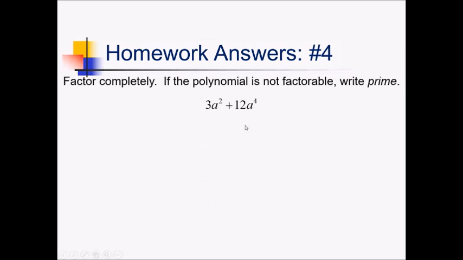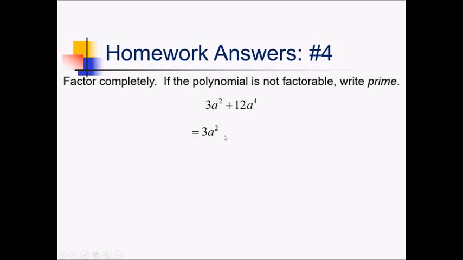For this problem, we're trying to factor this expression. So let me first look for common factors. 3 and 12, those are both divisible by 3. And we have an a squared and an a to the 4th. Those are both divisible by a squared, the smaller of the two exponents. So I can take out a 3a squared when all is said and done.